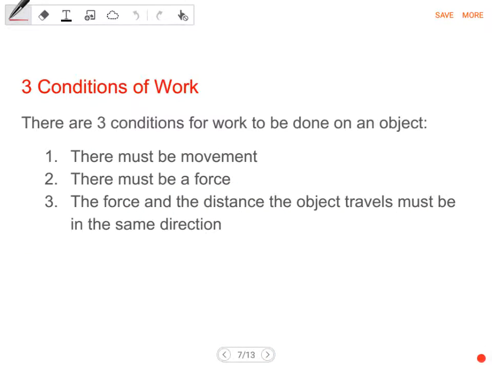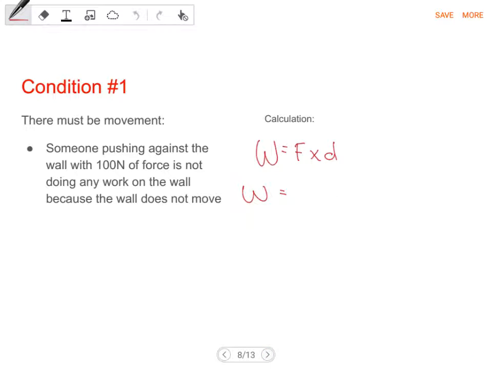Okay, so these are the conditions of work. Please don't get caught. Sometimes on an exam or a quiz, they're going to try to catch you up on this. And that is the conditions for work. There has to be a movement. There has to be a force. And the force and the distance must be in the same direction. If those conditions are not met, you do not have any work being done.